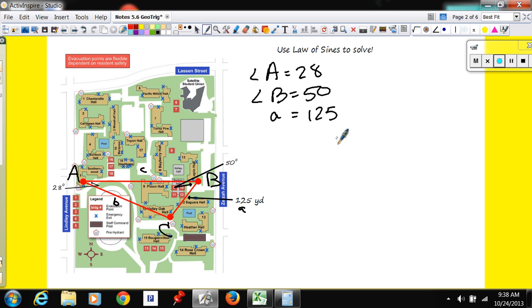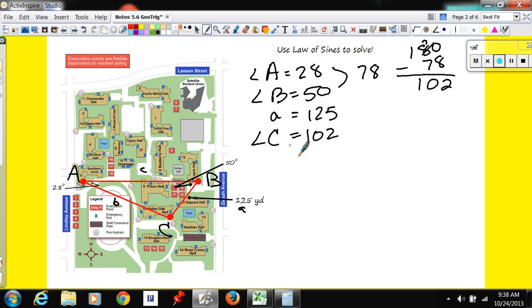Is there any other piece of that triangle that I could figure out right now? Angle C, because what do I know about all three angles in every triangle? Add up to 180. So I can add these two together, that's 78. Take 180 minus the 78, and what do I end up with here? You get a 2, you get a 0, and you get a 1. You get 102 degrees. So angle C is 102 degrees. Now I need to find two of the same letter that I have.